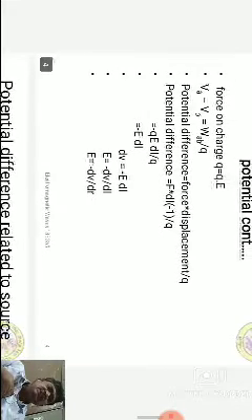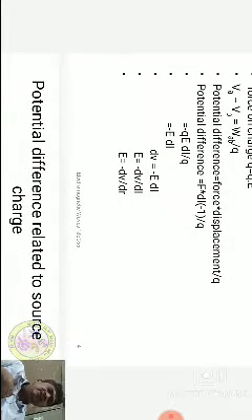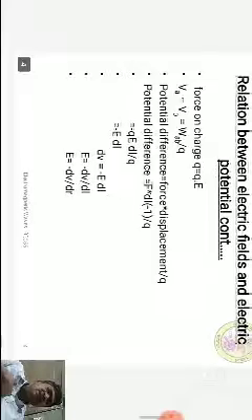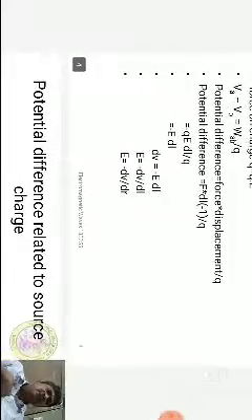So this is the relation between them. Now dV is the potential difference, E is the electric field, and dr is the small distance. So with the element of small distance we have related E and dV. So this is the relation between the electric field and electric potential.